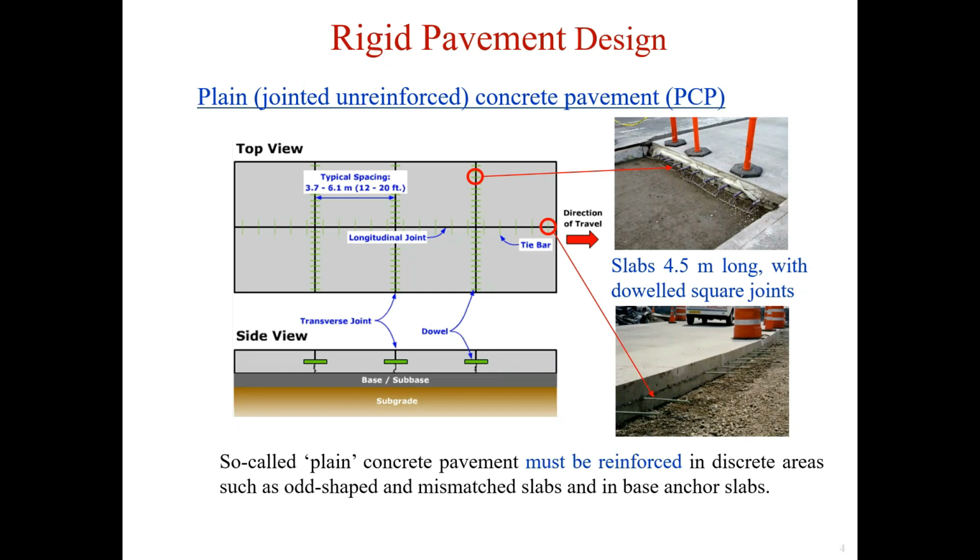Slabs are reinforced if it is anticipated that cracks could occur due to stress concentrations, which can't be avoided by rearrangement of the slab jointing pattern. The plain concrete pavement has to be reinforced in discrete areas, such as odd-shaped and mismatched slabs and in base anchor slabs. Also, typical spacing between transverse joints is 3.7 to 6.1 meters, as shown in the figure.